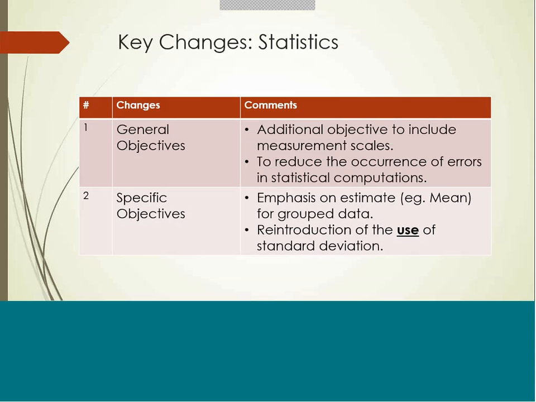The general objectives for statistics in particular have been adjusted to include measurement skills, for example, and to reduce the occurrence of errors in statistical computation. So we find that the general objectives for a number of the topics have been modified, but I mention this one in particular because for most persons, statistics will be used more often in the SBA component. So this one is emphasized in this presentation.